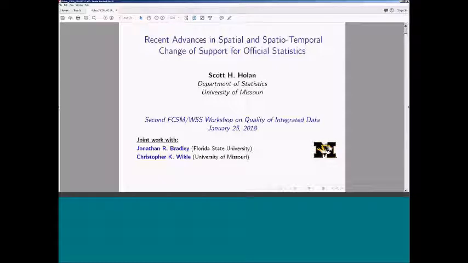So what I'm going to do is talk about spatial and spatiotemporal change of support, but I'll also highlight some issues that come up in other areas that are related to the topic session here as we go through. But before I do, I want to acknowledge that there are some projects that I'll describe at the end that John didn't work on, but he was the guy.